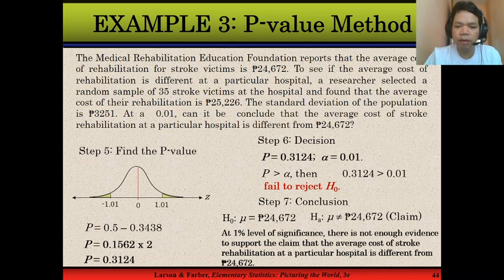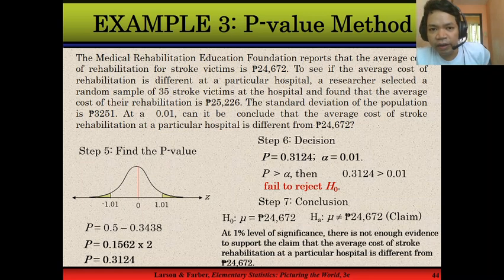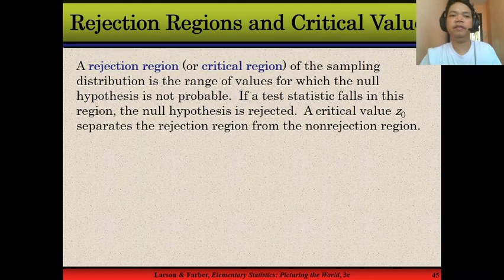Okay, now let's talk about hypothesis testing naman using another method. Okay, so this time we'll be using the rejection regions and the critical values. Or in other words, ito yung tinatawag nating traditional method.